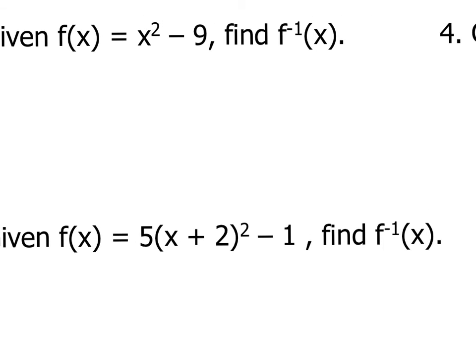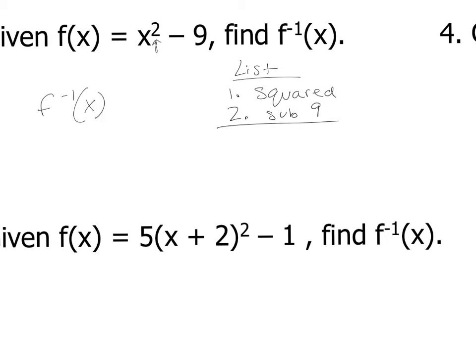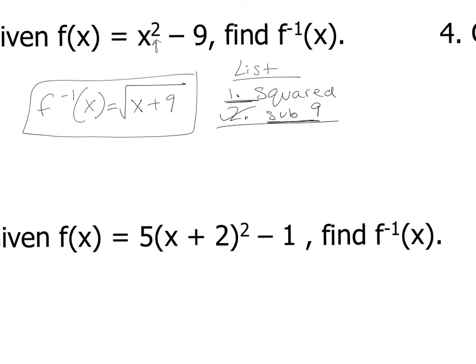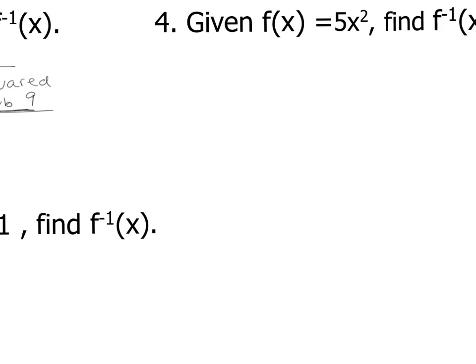For number 3, let's list what happened to this function. It looks like my exponent must be listed first. So the very first thing I did to x was I squared it. And then I subtracted 9. So I'm going to start at the bottom. I'm going to write my answer. F inverse of x happens when I take x. Instead of subtracting 9, I'm going to add 9. And instead of squaring, I'm going to square root. And make sure you square root the entire thing there.